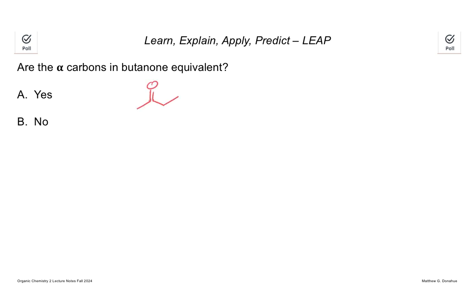It says, are they equivalent? So the answer is no, because I immediately called that one alpha prime. If you had this ketone, alpha and alpha, they would be the same. So this is symmetric, and then this is non-symmetric. So really, the non-symmetric case is where you're going to run into the most questions of figuring things out.